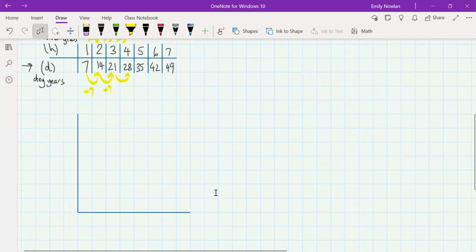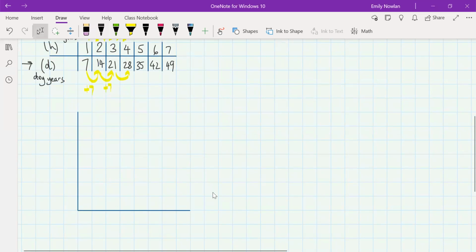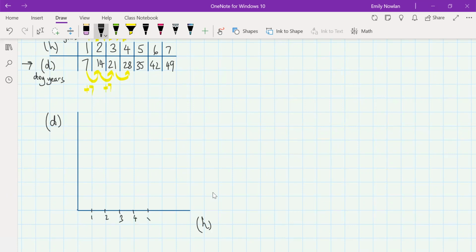Just like X always goes horizontal, which is the first part of the table of values, here the human years is going to go horizontal and the dog years is going to go vertical. Now I'm only starting here at 0. I'm not going to do the negatives because we don't have negatives when it comes to ages. So this is the human years. 1 human year, 2, 3, 4, 5, 6. We could keep going, but that's enough for us to see what's happening.